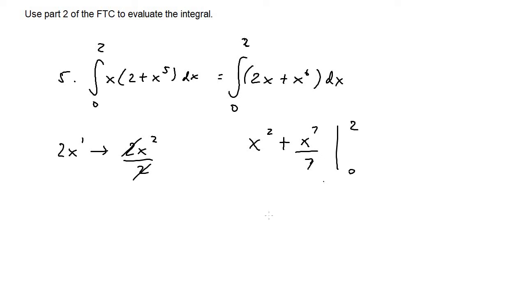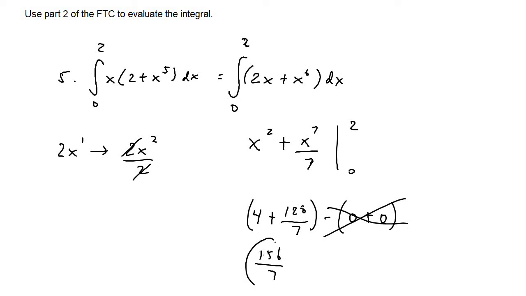So when I plug in 2 for x, we'll get 2 squared, which is 4, plus 2 to the 7th, which is going to be 128 over 7. And then minus, when I plug in 0 for x, we'll get 0 squared, which is 0, plus 0 to the 7th over 7, which is also 0. Those will cancel, and I'm just going to go ahead and use a calculator to solve this. And you should get a final answer of 156 over 7.